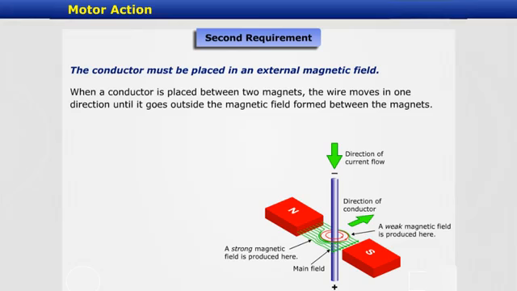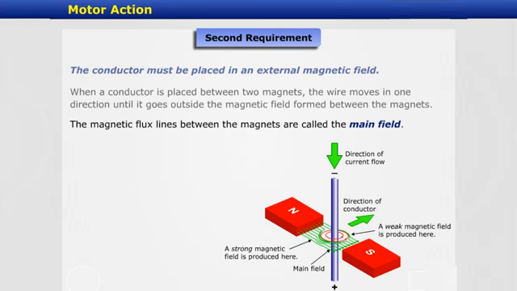The conductor must be placed in an external magnetic field. When a conductor is placed between two magnets, the wire moves in one direction until it goes outside the magnetic field formed between the magnets. The magnetic flux lines between the magnets are called the main field.